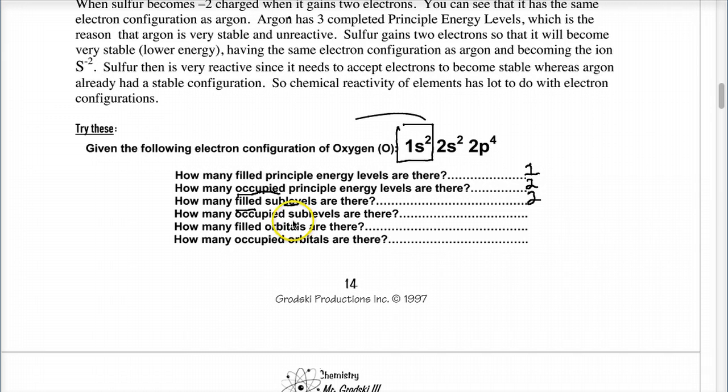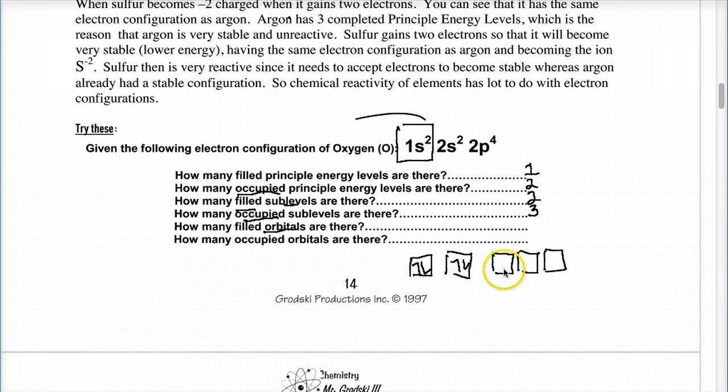How many occupied sublevels are there? Occupied means having at least 1 electron. This has at least 1. This has at least 1. And this has at least 1. So that would be 3. How many filled orbitals are there? Now, once you get into the orbitals, you better draw yourself a diagram if you don't see it. We have an S. We have another S. We know a P has 3 orbitals. And of course, here we go.